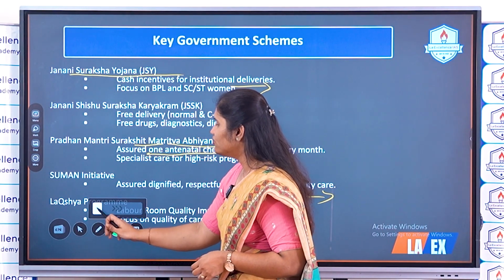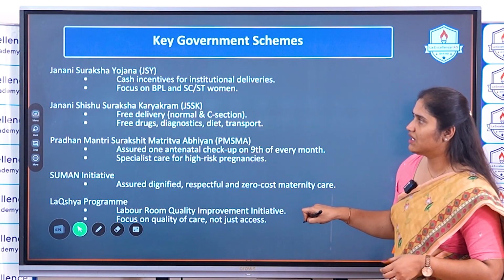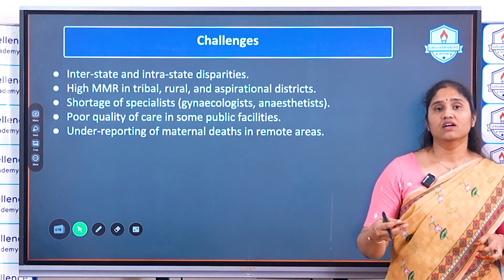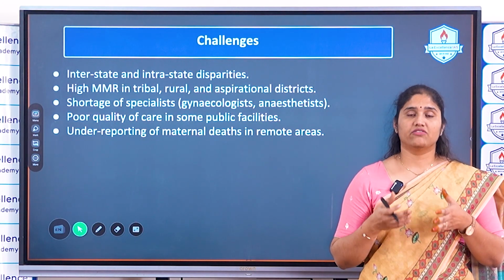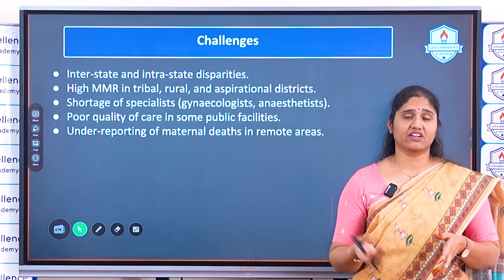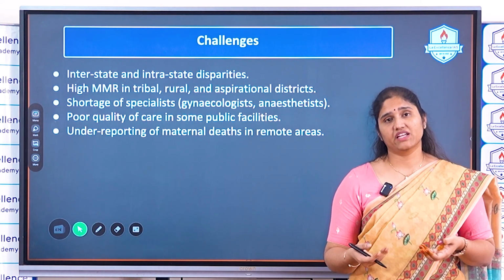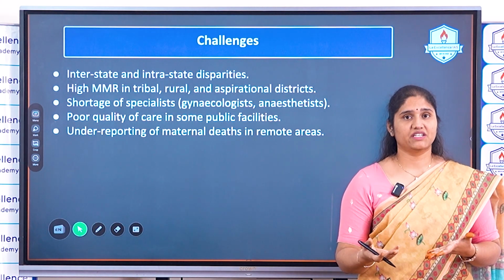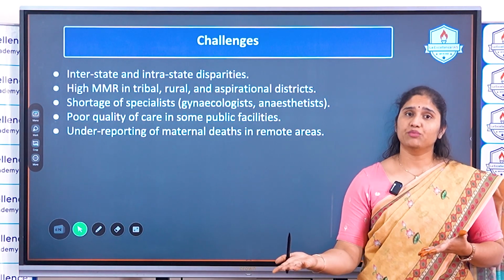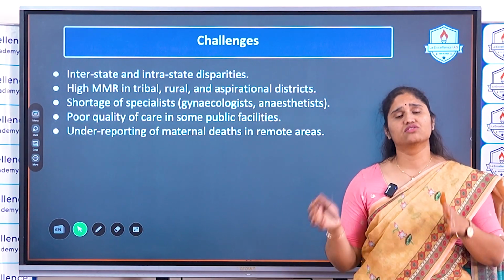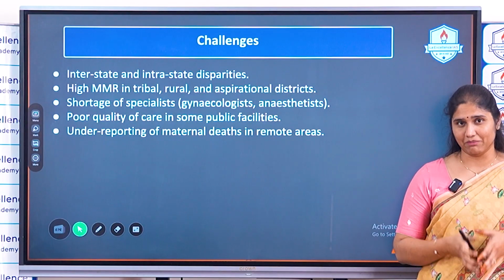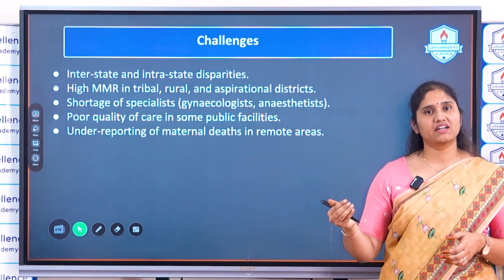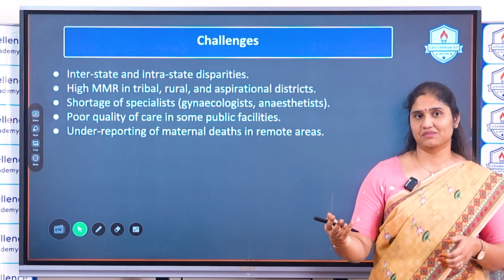We also have different nutritional schemes with cash incentives, where 6,000 rupees are given: 1,000 with registration, 2,000 before the delivery, and another 2,000 after the delivery during immunization. So a large number of schemes are being implemented to reduce the MMR and to increase institutionalized births.